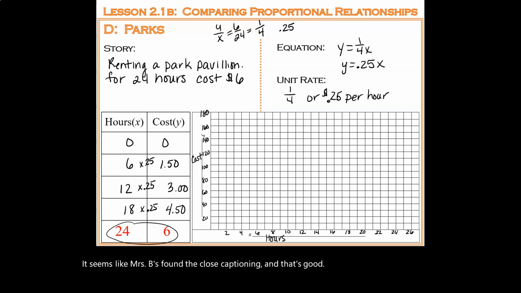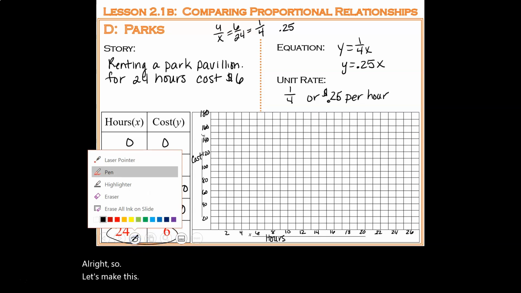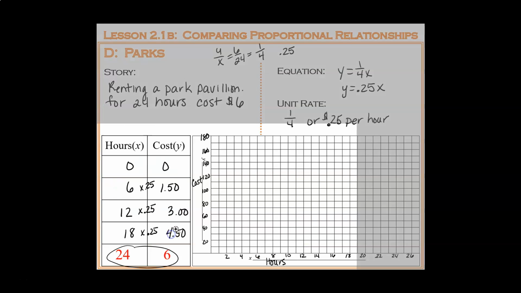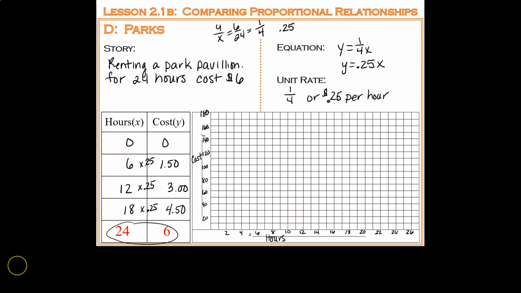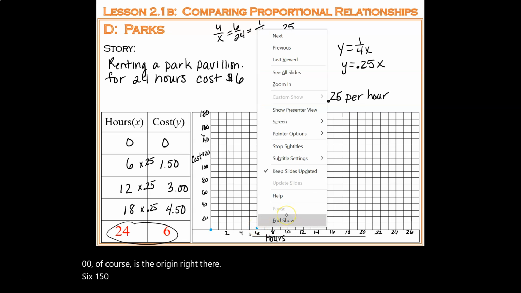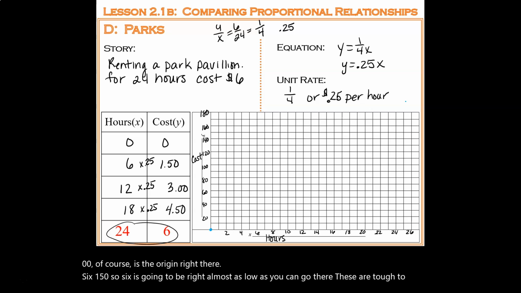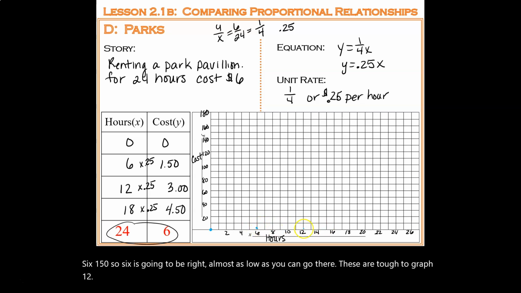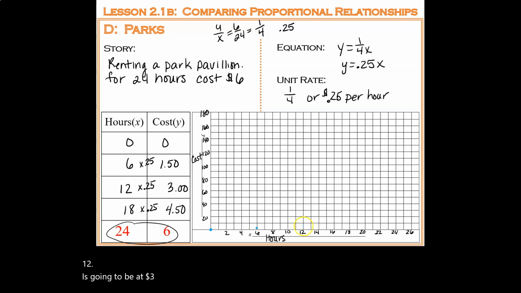All right, so let's make this into dollars. All right, let's graph. Let me pick a color here. 0, 0, of course, is the origin right there. 6, 150. So 6 is going to be right almost as low as you can go there. These are tough to graph. 12 is going to be at $3, which is right here.